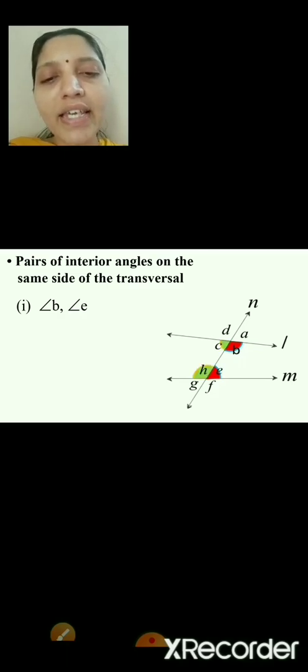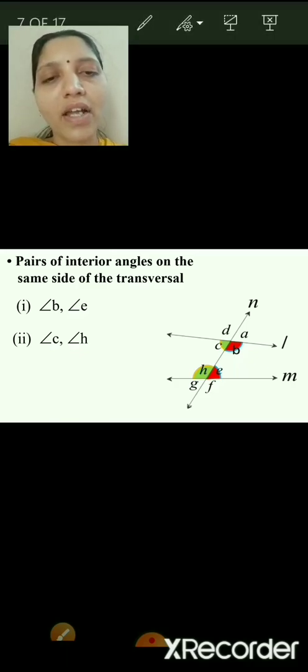Similarly, angle C and angle H. These are also interior angles on the same side of the transversal. Is that clear to all of you? Yes.